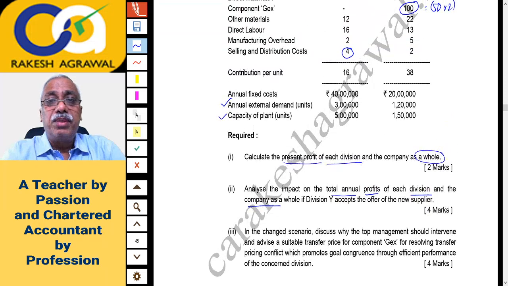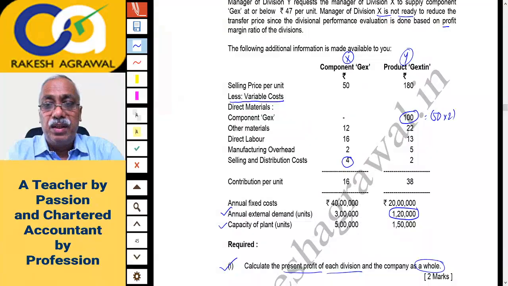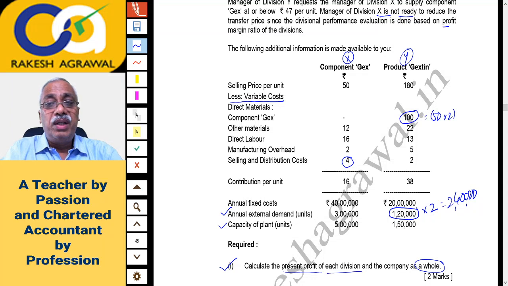See, first of all, as division Y purchases its entire requirement from division X at present, I am talking about question 1, and its external demand is 1,20,000 units for Jextine. So to produce 1,20,000 units into 2, you will need 2,40,000 units of JX, correct? So division Y will buy 2,40,000 units from division X at the rate of 50. I am talking about first question, present profit.